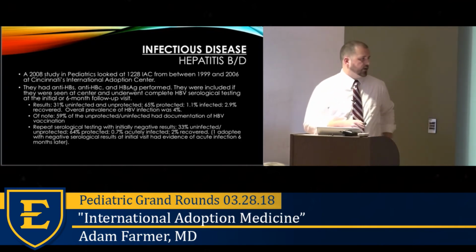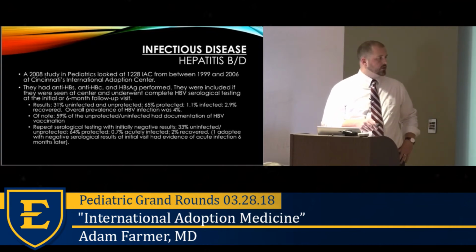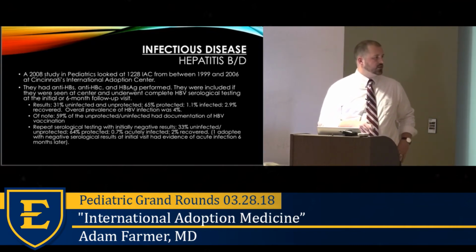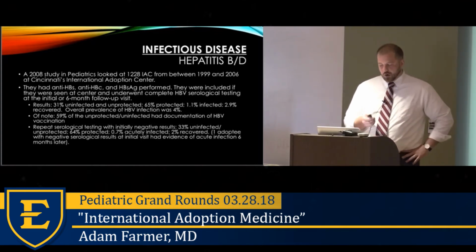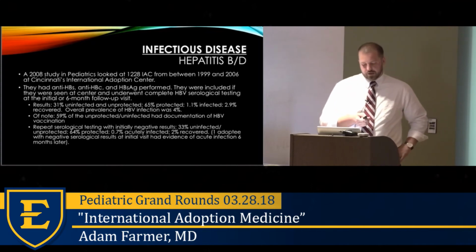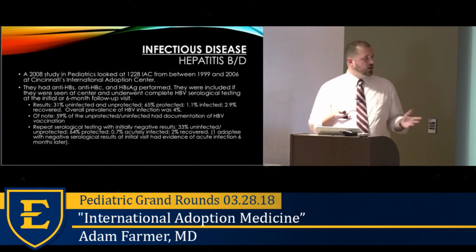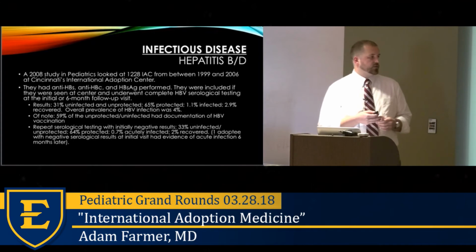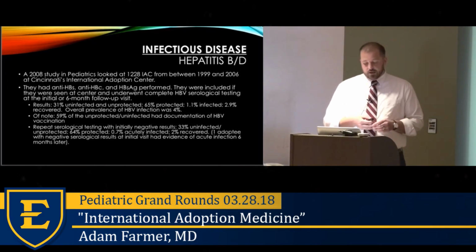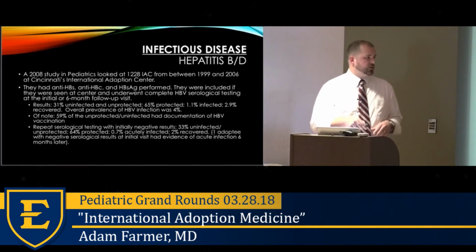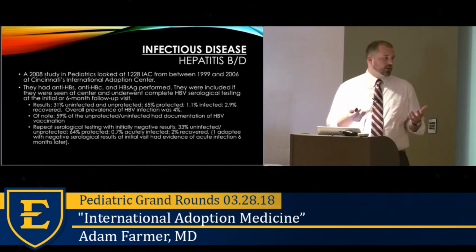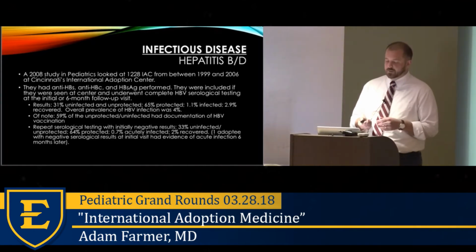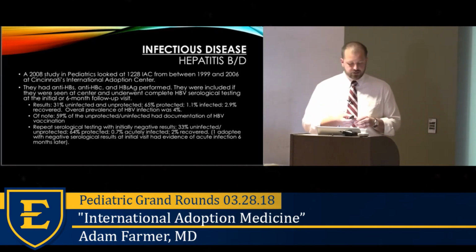Some of the results that they found, 31% of the kids that they initially tested were uninfected and unprotected. 65% were protected. 1.1% were infected and 2.9% had recovered. So the overall prevalence that they were able to discern was roughly about 4%. Of note, 59% of those that were unprotected and uninfected had documentations of having received the hepatitis B vaccine. So that's a little worrisome.